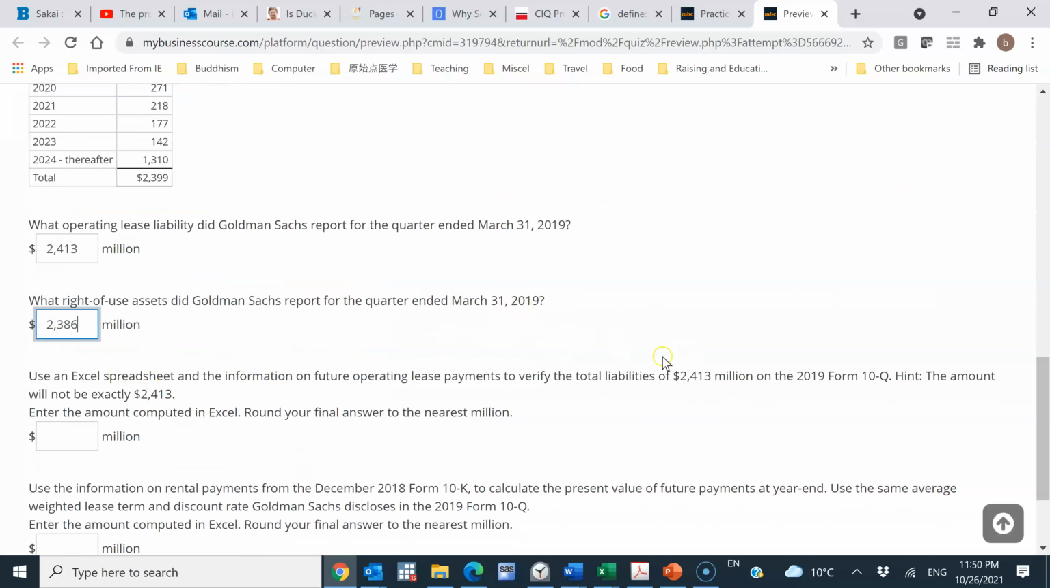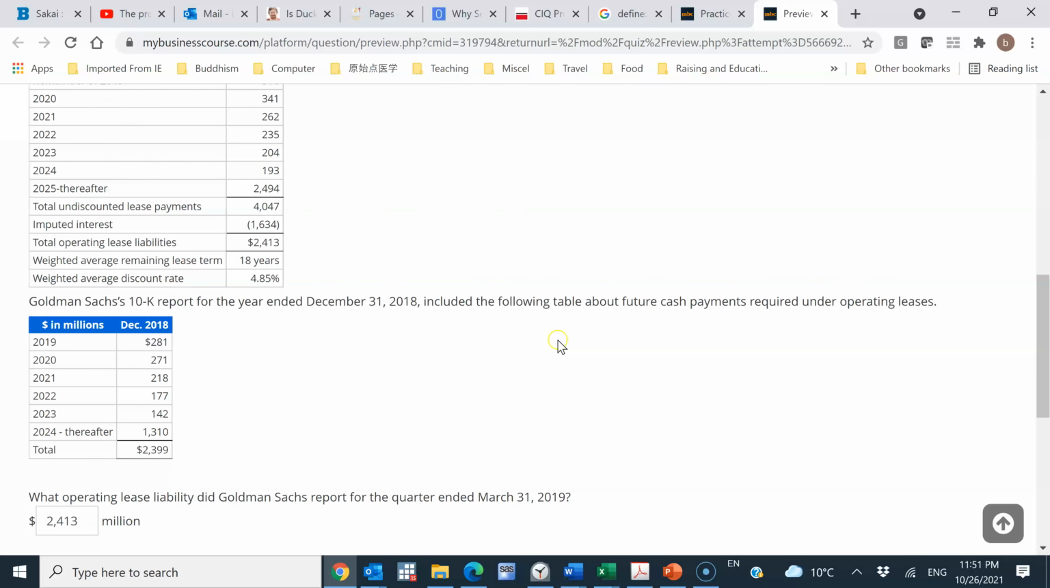The hardest parts are the last two. Use an Excel spreadsheet and the information on future operating lease payments to verify the total liabilities of $2413 million on the 2019 Form 10Q. And a hint is provided: the amount will not be exactly 2413. So enter the amount computed in Excel, rounded to the nearest million.